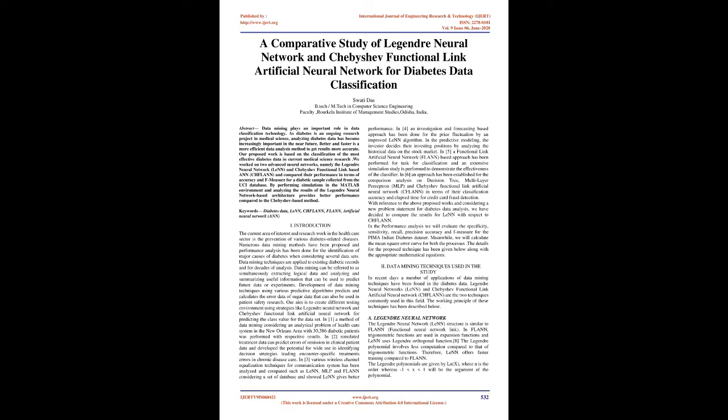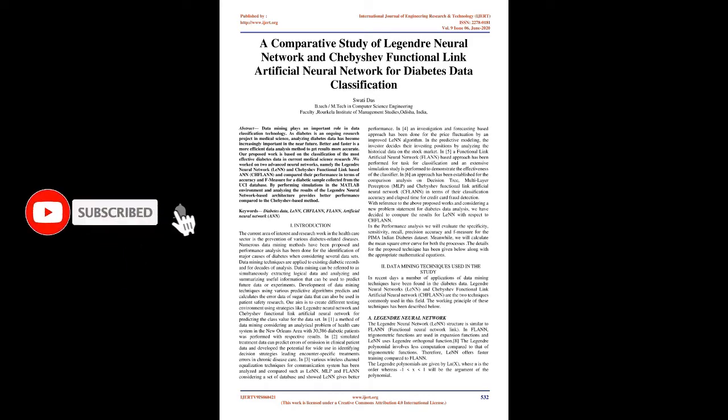Our proposed work is based on the classification of the most effective diabetes data in current medical science research. We worked on two advanced neural networks, namely the Legendre neural network, LeNN, and Chebyshev functional link-based neural network, ChNN, FLANN, and compared their performance in terms of accuracy and F-measure for a diabetic sample collected from the UCI database. By performing simulations in the MATLAB environment and analyzing the results, the Legendre neural network-based architecture provides better performance compared to the Chebyshev-based method. Keywords: diabetes data, LeNN, FLANN, artificial neural network.